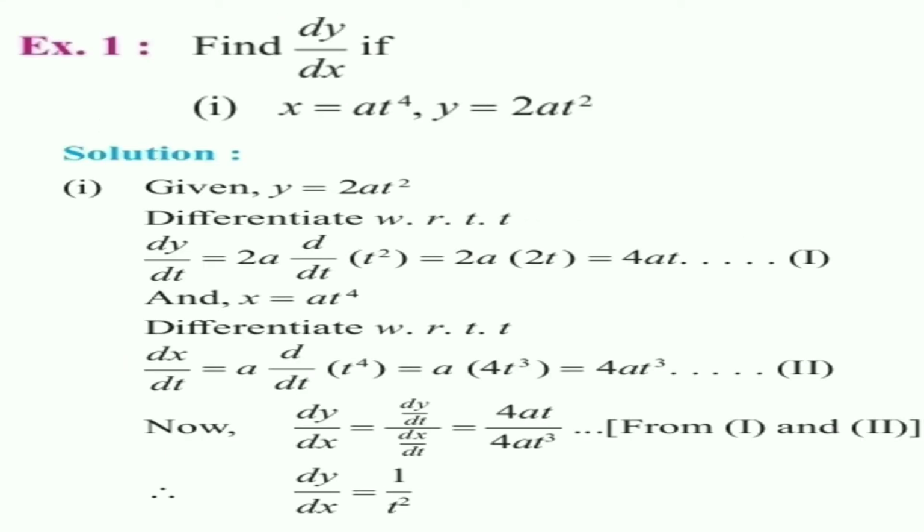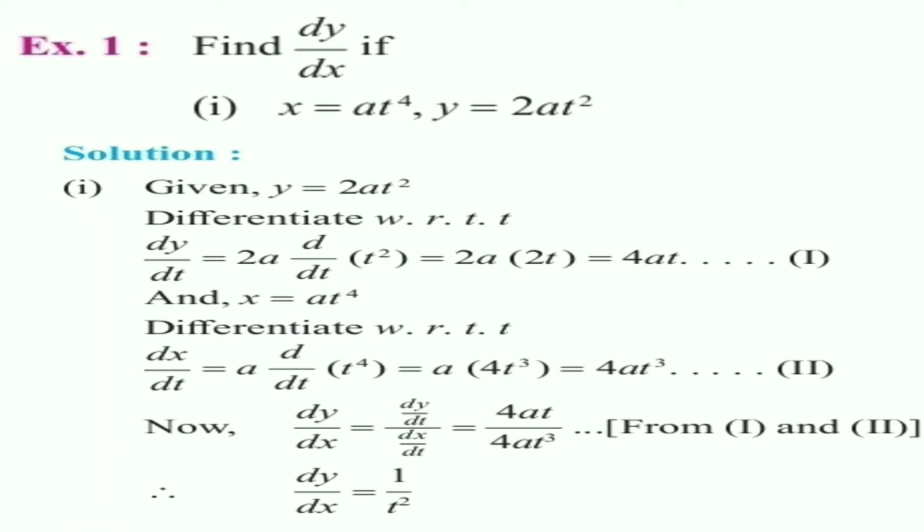Example: find dy by dx if x equal to a t raised to 4 and y equal to 2a t square. Solution: given y equals 2 into a t square, differentiate with respect to t, we get dy by dt equals 2a into derivative of t square, and derivative of t square is 2t. Therefore this is equal to 4 into a t, and x equal to a t raised to 4. Differentiate with respect to t. We get dx upon dt equals a into derivative of t raised to 4, and derivative of t raised to 4 is 4t cube. Therefore, the answer is 4 into a t cube.